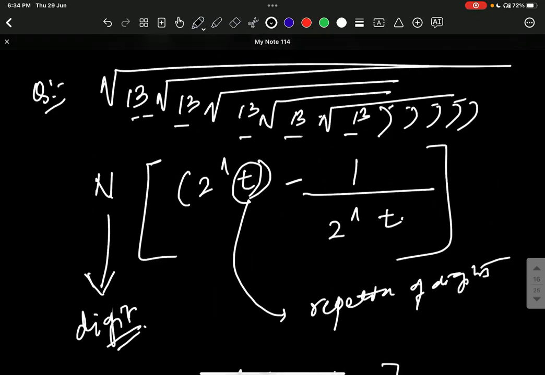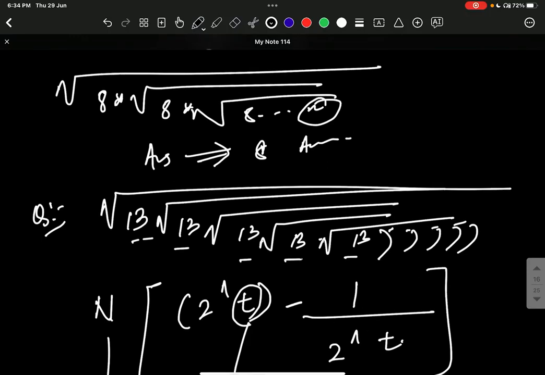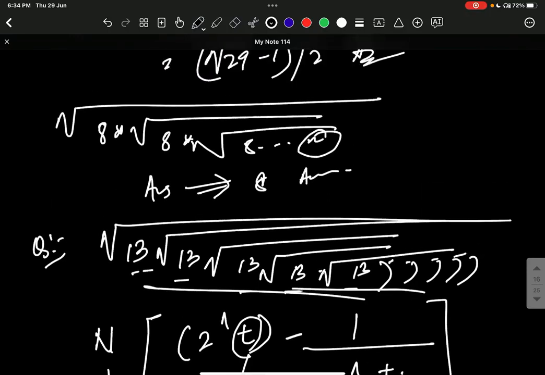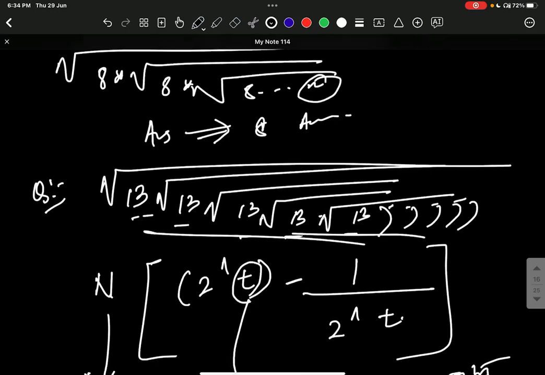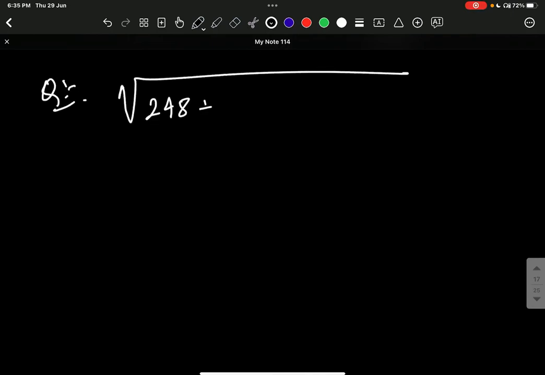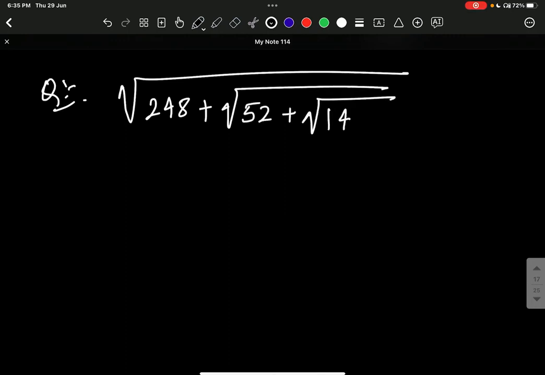लेकिन अभी तक मैंने आपको जितनी भी सिचुएशन बताई उन सब सिचुएशन में अगर आप ध्यान देंगे कि तो नंबर्स जो हैं वो सेम है. 13 भी सेम था, 8 भी सेम था, सब कुछ सेम था. What if the number is different? मान लीजिए supposedly if I have to solve this question: under the root of 248 plus under the root of 52 plus under the root of 144.